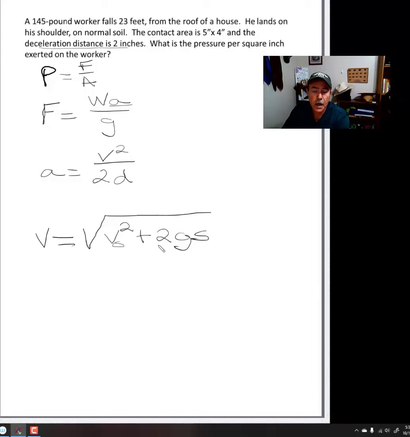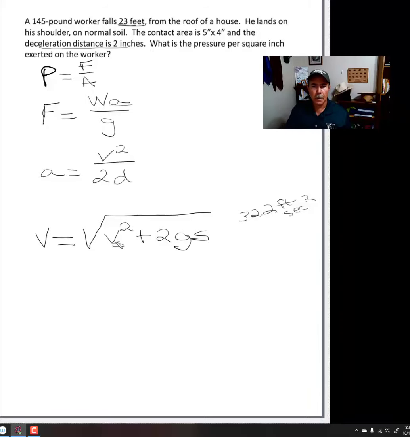Okay, first of all, 2 is a constant. Don't have to worry about that. G is also a constant, which is, again, 32.2 feet per second squared, or 32.2 when we plug it into our formula. And S is the fall distance, which is given to us as 23. Now, v sub 0, that's the initial velocity. The worker has 0 initial velocity. So once we get into the calculation, we can ignore v sub 0.